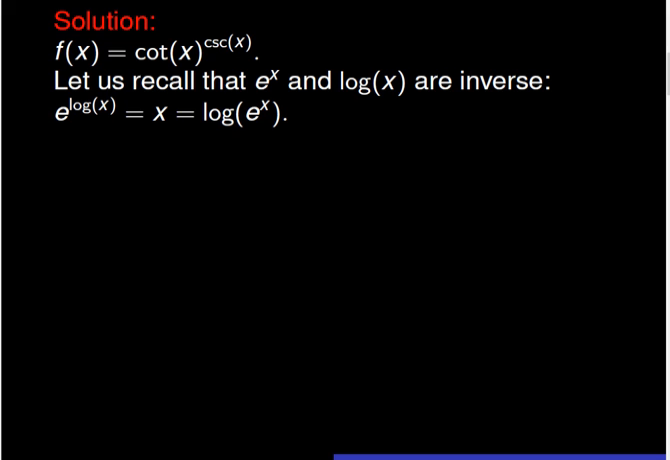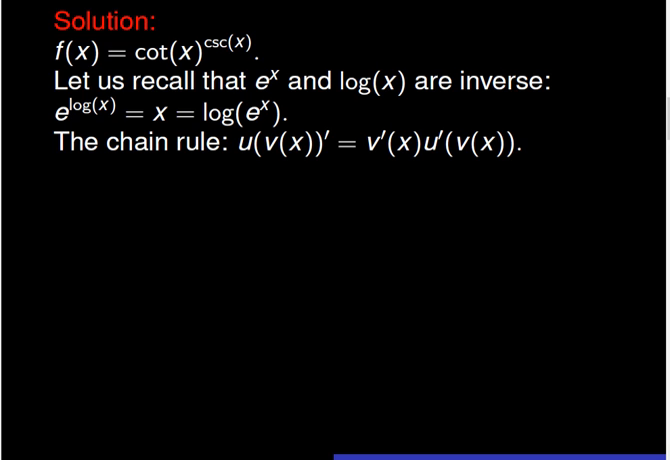We will have to use the fact that the exponential and the logarithmic functions are inverse functions. Then apply the chain rule to find the derivative. The exponential of log of x is equal to x, which is also equal to the logarithm of the exponential of x. Observe that we will also have to use the chain rule. Let us recall the chain rule. The derivative of the composition of two functions u of v of x is equal to v prime of x times u prime of v of x.